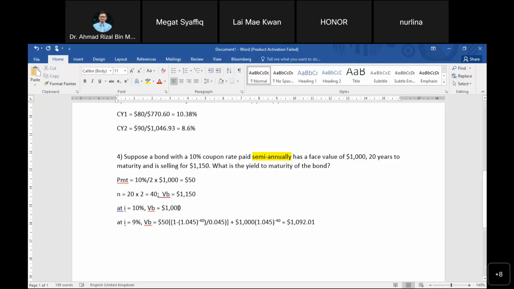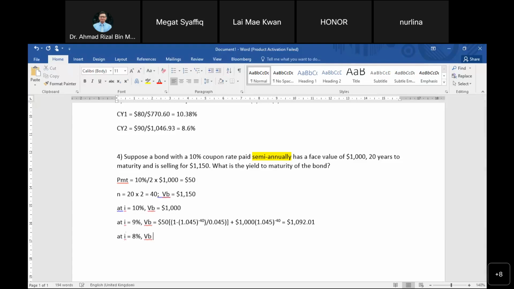So at 10% it is 1,000. When you try at 9%, it is 1092.01, so it still doesn't exceed 1150. So you still cannot do the interpolation, right? No choice, you have to try another rate, but don't go too far, because from 1092 to 1150 it's only about $60. So you try the next rate, which is 8%. Let's try at I equals 8%.